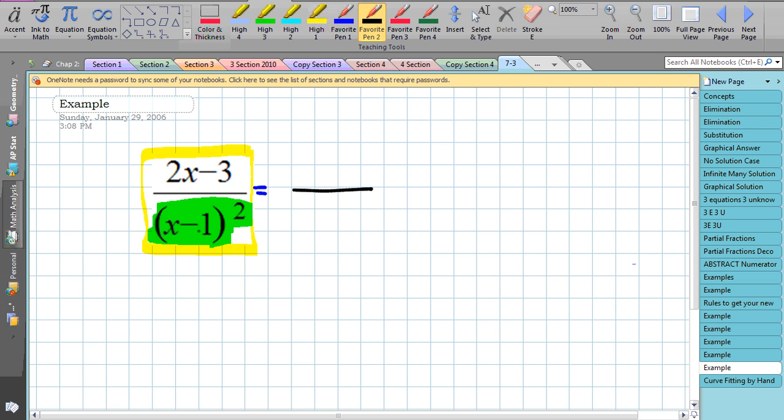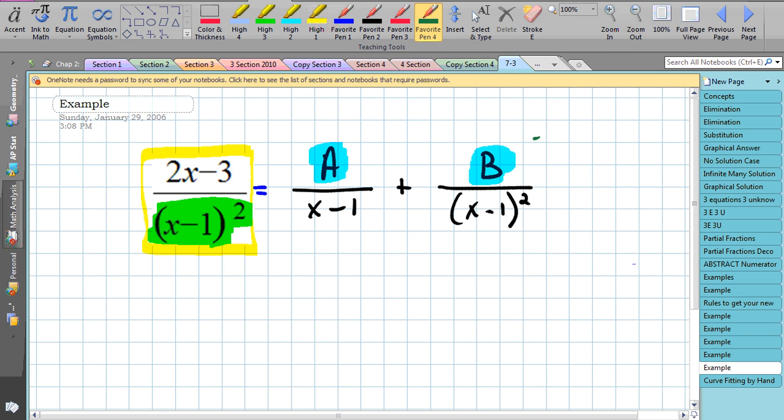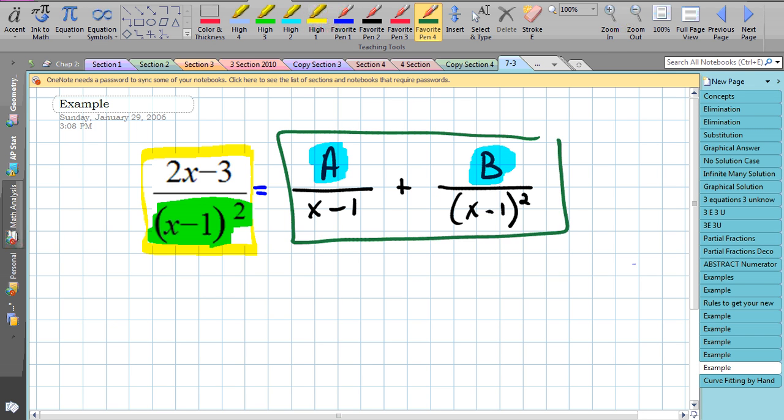partial fractions. So since this is a binomial squared, it's actually going to give us two fractions in here. The first one, since it's squared, it's just going to be the binomial x minus 1. And then the next one is going to be x minus 1 quantity squared. Each one of these is going to get its own numerator, A and B, and essentially the goal of the rest of the problem is to solve for A and B, and that will give us our partial fractions.